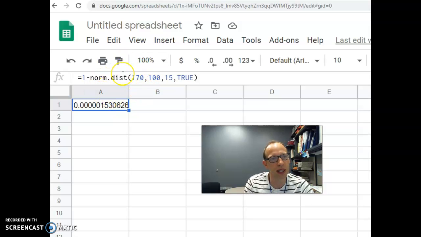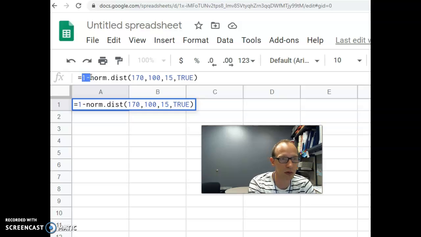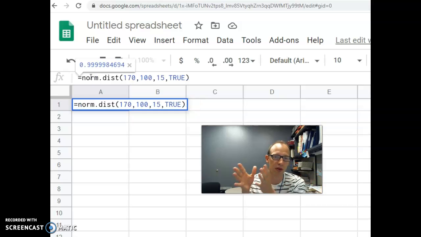So this formula could be useful. And if we did want the portion that were less than a certain amount, we wouldn't even have to put this 1 minus. That's only if we want the right tail of a normal distribution, something that's above a certain score.